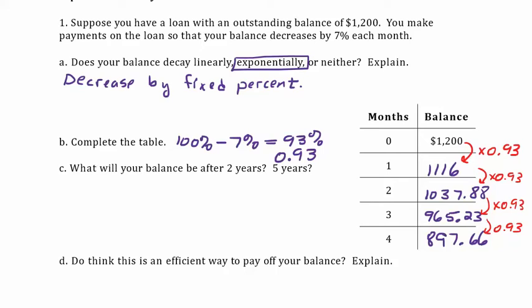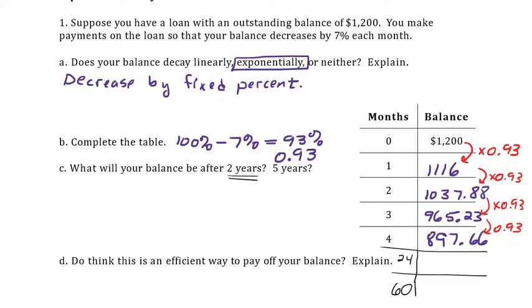C says, what will your balance be after 2 years and 5 years? So this is kind of like adding to your table. We could expand our table here. Don't have enough room, but we'll squish it in here. So after 2 years, how many months is that? 2 years is 24 months. And 5 years, how many months would that be? Well, that'd be 5 times 12 months per year is 60 months. So this is really the question we're asking, is what would these values be?